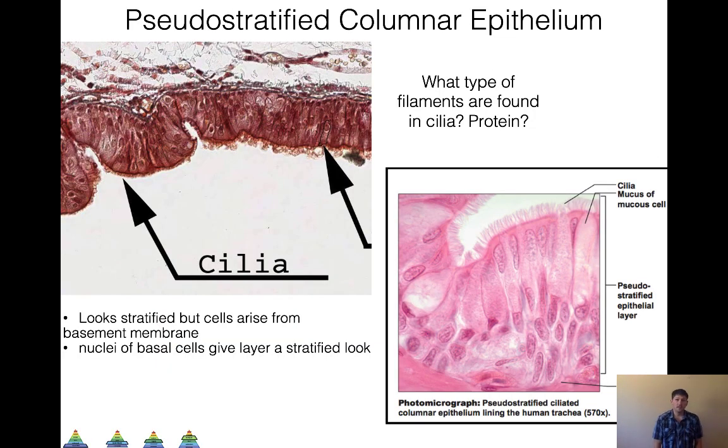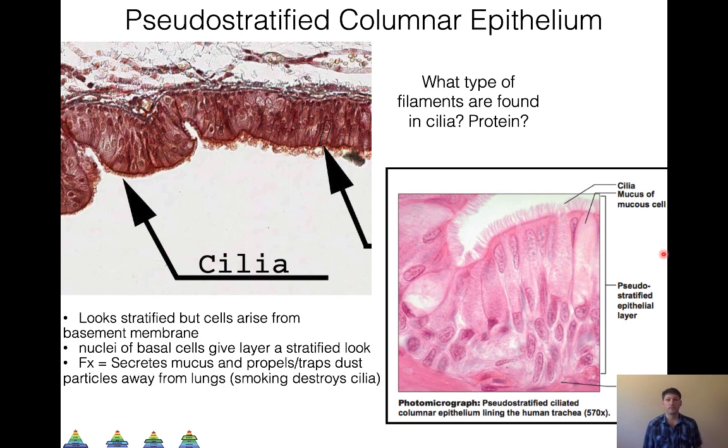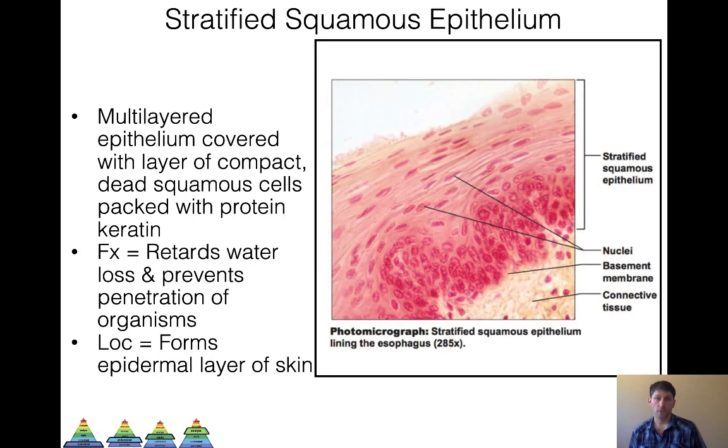Okay, moving on, we've got pseudostratified columnar epithelial tissue. This is a great image over here. We can see those cilia. Remember, microtubules in those cilia are going to beat and wave and try to move particulates away from our lungs. It looks stratified, but it's not. It helps secrete mucus and trap dust, moves things away from our lungs, and remember the difference between cilia and microvilli. And we find that in our respiratory passages. Great. Next, we have stratified squamous.